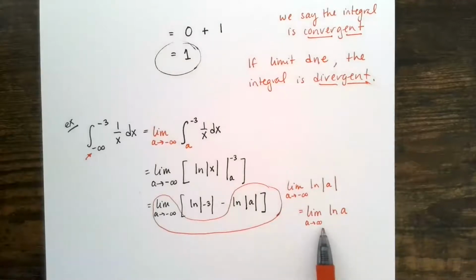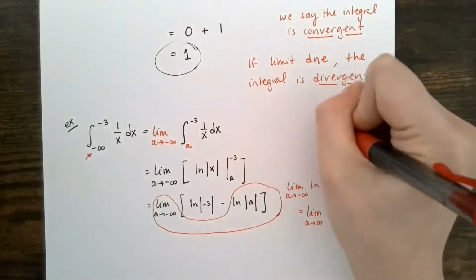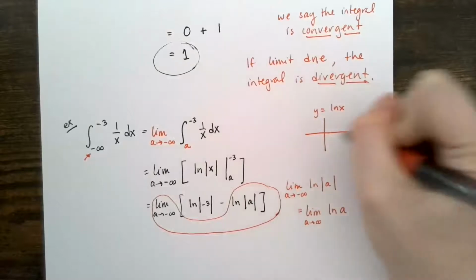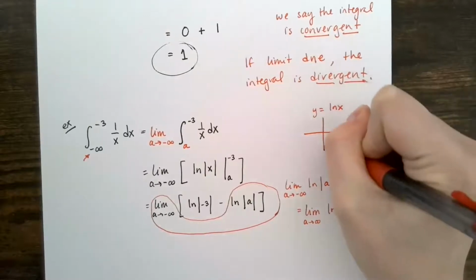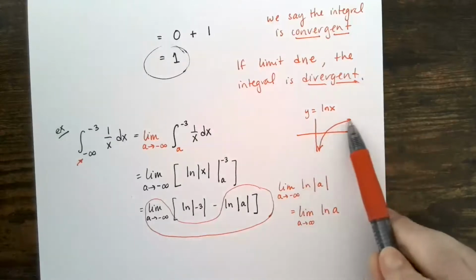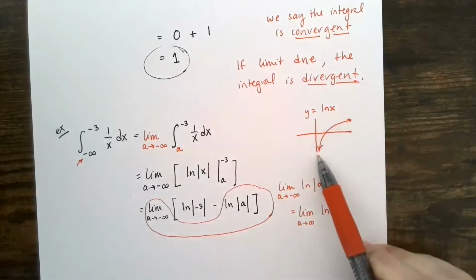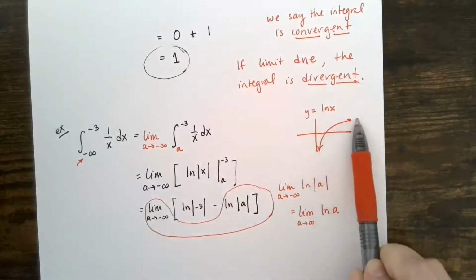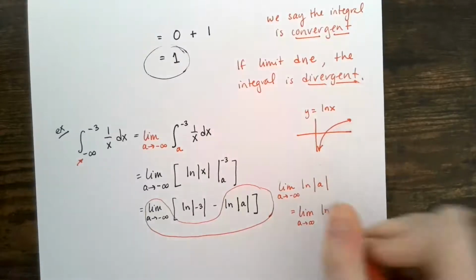Now, this limit is easy to decide as long as you know what the graph of ln of x looks like. So I just want to remind you really quick about what that graph looks like. Just the regular ln of x graph does this. So it goes up and out forever over here, and then it has a vertical asymptote on the right side of 0 here. So the limit as a approaches infinity is infinity, right? It just goes up forever.